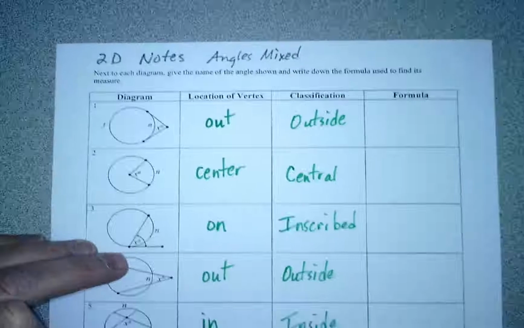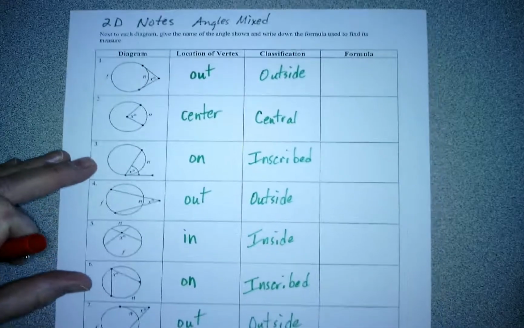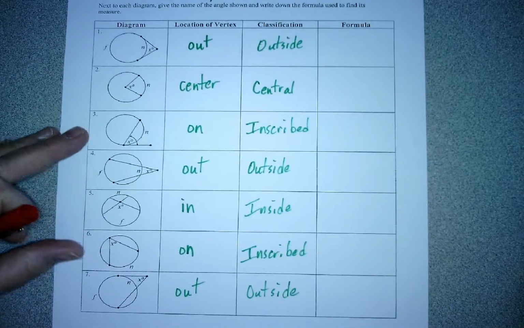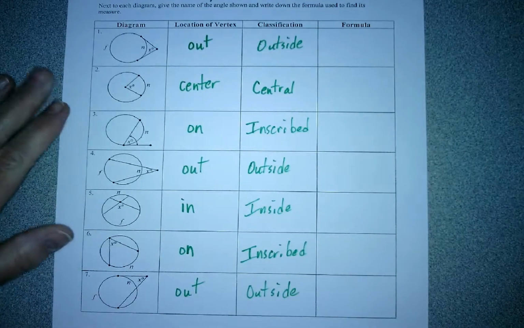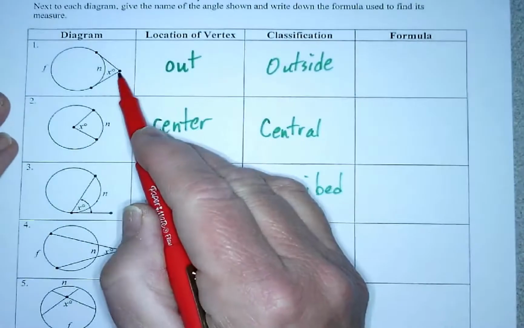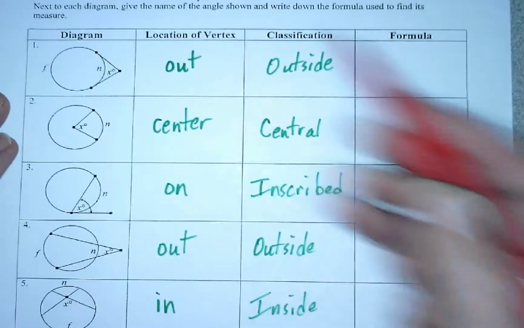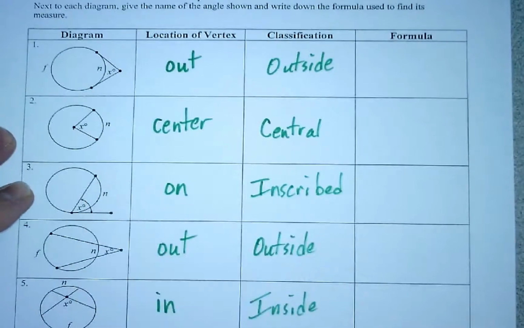So I'm going to break this down just a little bit here, and if you could go through and fill that out. Go ahead and pause the video and fill those out, and then we'll talk about them quick. So you can see here the outside vertex, okay, and that determines what we're going to do. This one is on the center. It's called a central angle, okay, and so forth.